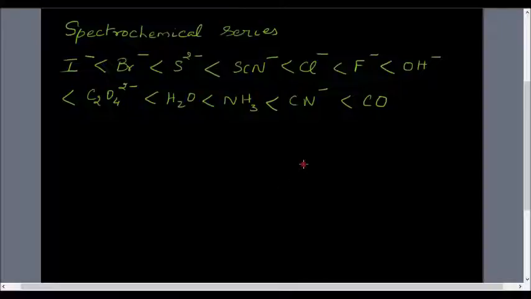If we arrange the ligands in increasing order of magnitude of crystal field splitting, you get what you see on the board. This is called the spectrochemical series. It's based on experimental data obtained from spectroscopic studies. You find the halide ions occurring somewhere on the left side of the series. So, it means that the crystal field splitting is less for the halide ion ligands, whereas for the cyanide and ammonia ligands, the crystal field splitting is greater.